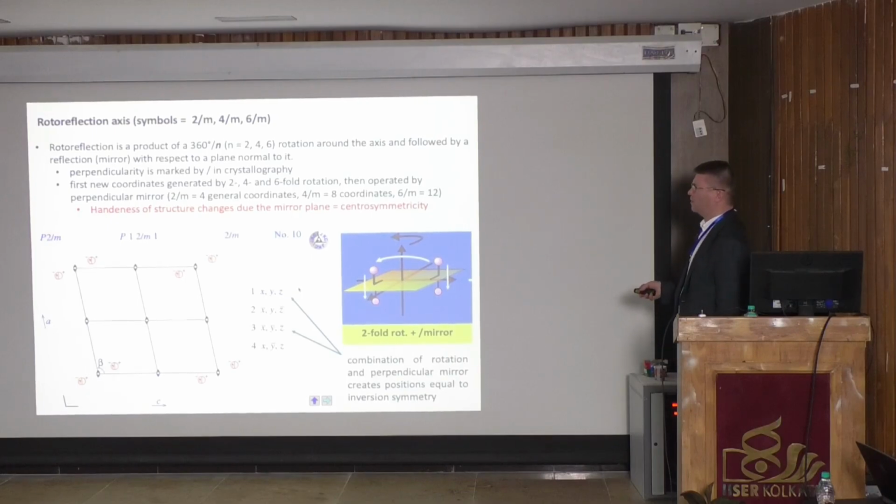Now we have here P2 over M. P here means primitive. Now you can see that there's a beta angle indicated here, so it means it's a monoclinic system. And the monoclinic P2 over M is a special set of symmetry operations in a monoclinic system. Regardless of the size of the units, the shape is now determined.